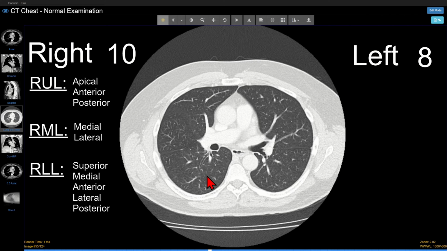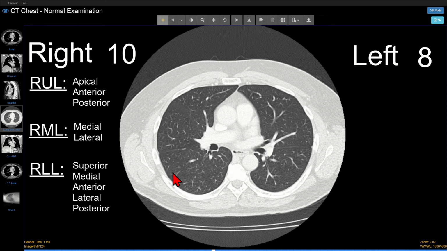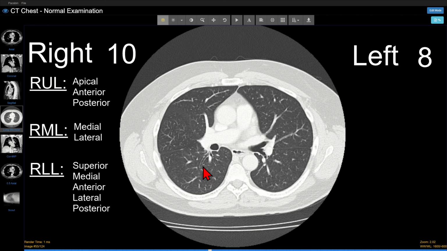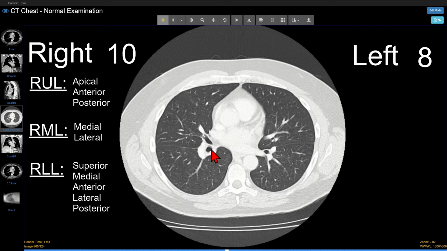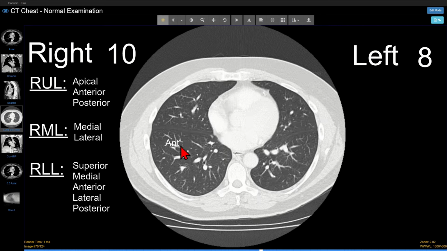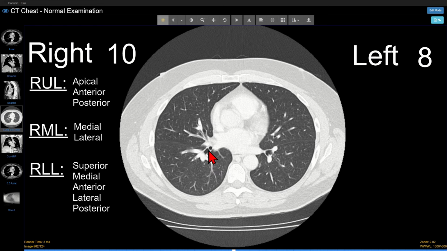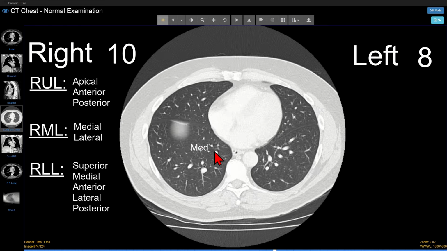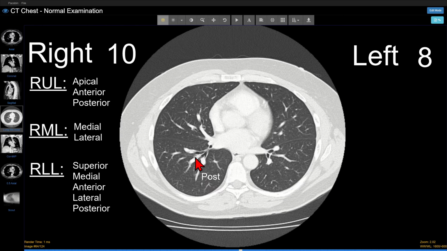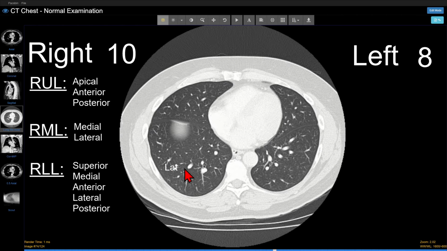So this is the right lower lobe here. This posteriorly and superiorly is the superior segment of the right lower lobe, pretty high in the chest. And then as I scroll down, it splits into 4 basal segments: the anterior, the medial, the posterior, and the lateral basal segments.